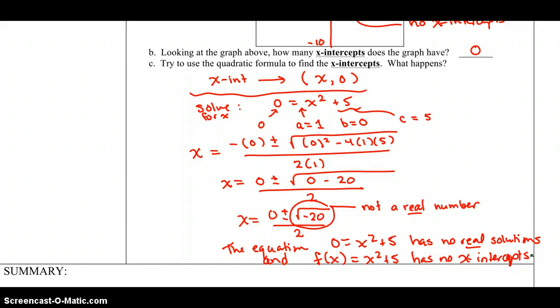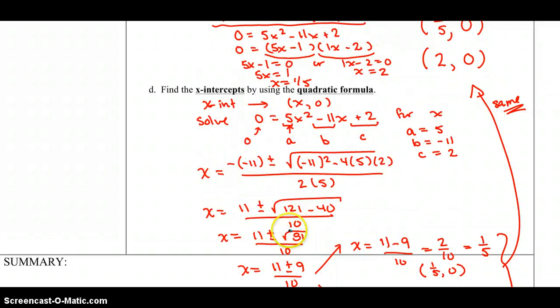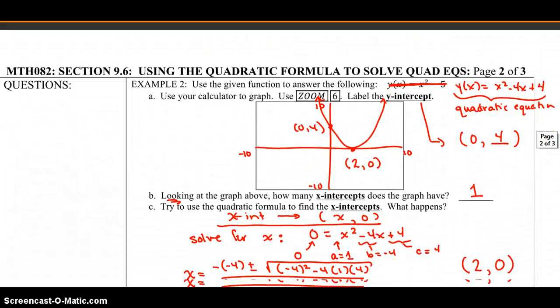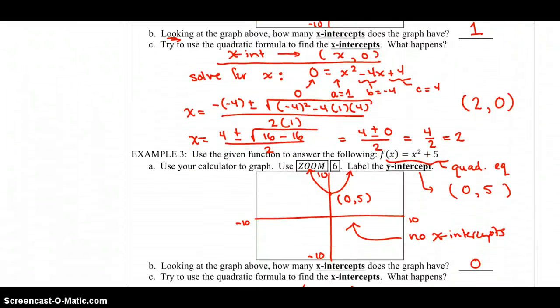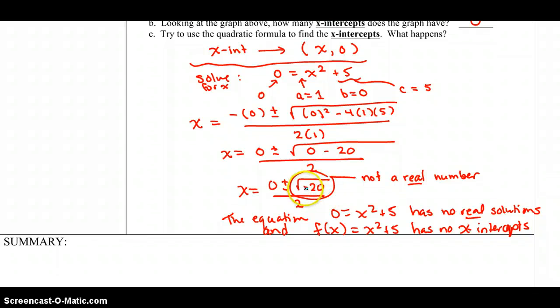So in solving these types of problems using the quadratic formula, one of three things is going to happen with this piece under the radical. So in our first example, we got a positive number under the radical, and we got 2 x-intercepts. In the next example, we got a 0 under the radical, and we ended up with just 1 x-intercept. And in our last example, we ended up with a negative number under the radical, in which case we ended up with no x-intercepts.